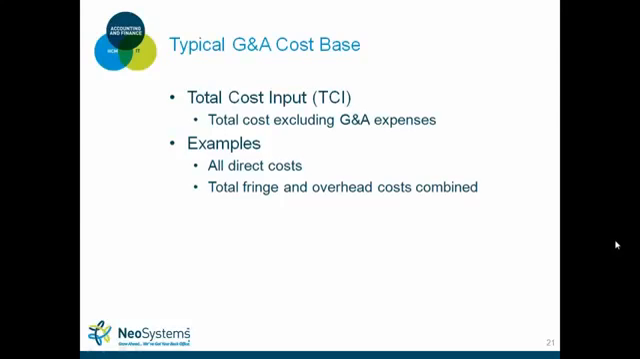Your G&A cost base is essentially total cost input. So it's every single cost excluding your G&A expenses, obviously. Examples are all your direct costs, your total fringe, and overhead costs combined. Your direct costs include not only direct labor, but also your subs, direct travel, and consultant costs.